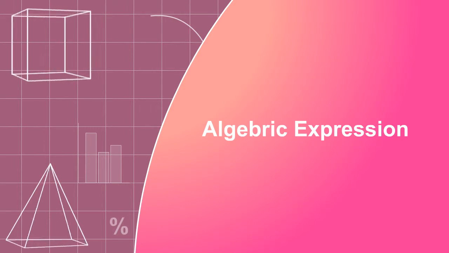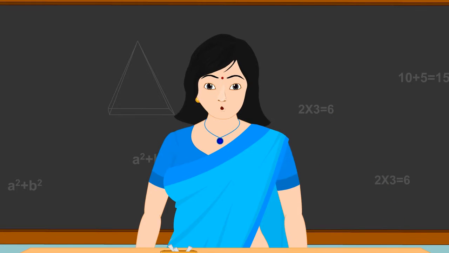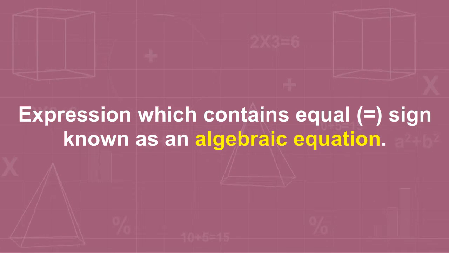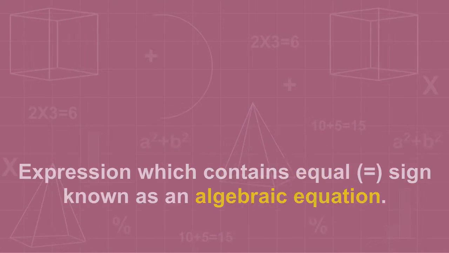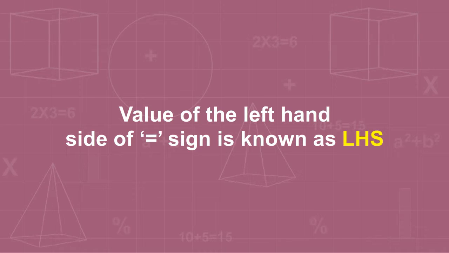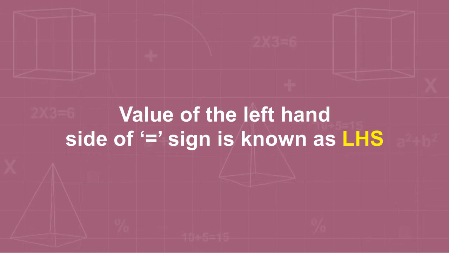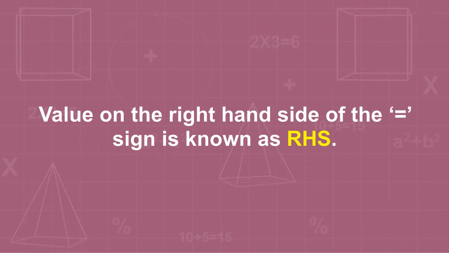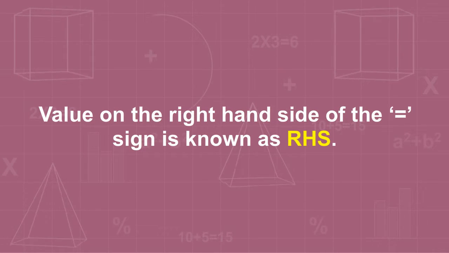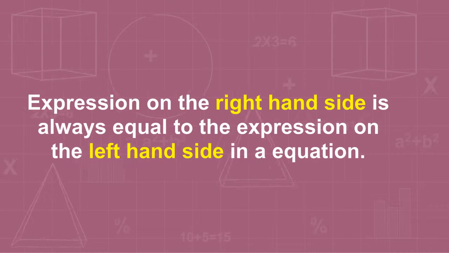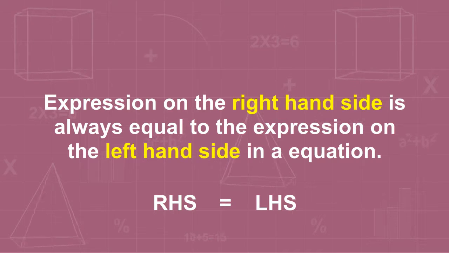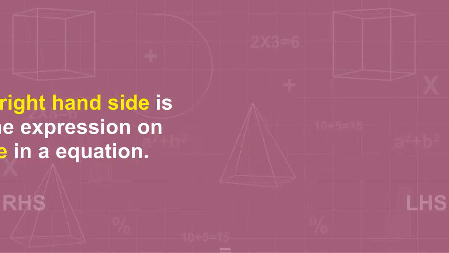Algebraic expression. Hello students. Today we will learn about algebraic equations. An expression which contains an equal to sign is known as an algebraic equation. In an equation, the value on the left-hand side of the equal to sign is known as LHS and the value on the right-hand side of the equal to sign is known as RHS. The expression on the right-hand side is always equal to the expression on the left-hand side in an equation.